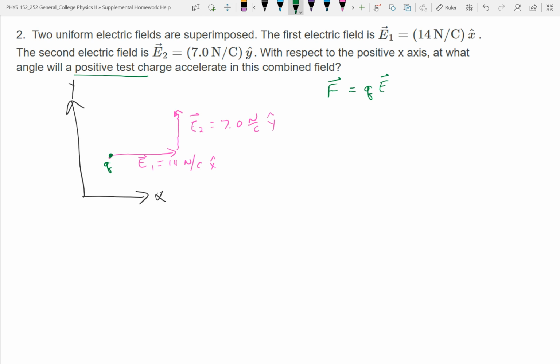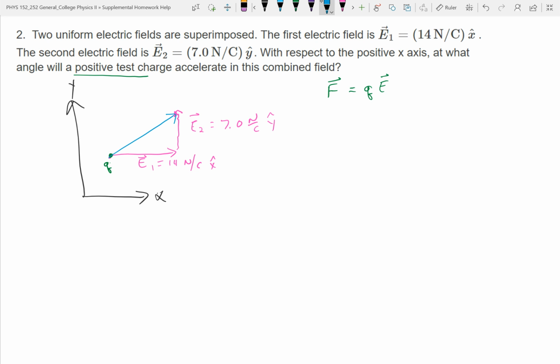So our force is just in the direction of the electric field. If I have 2 electric fields, how do I find the net electric field? Find both of them and add them. You add them as vectors. And so the net electric field is going to be in that direction. And since Q is positive, the force is in the same direction as the electric field, so all I need to do is find the electric field direction and I'm good to go.